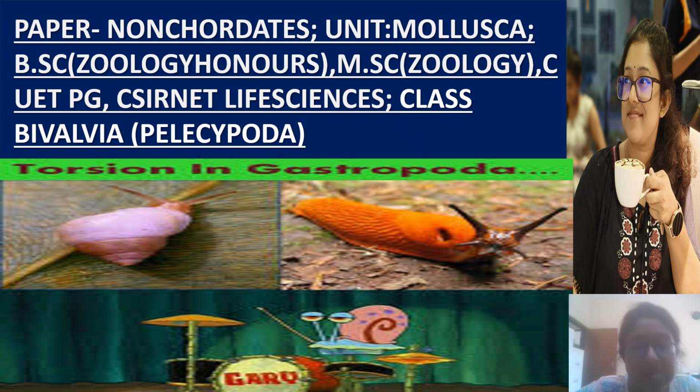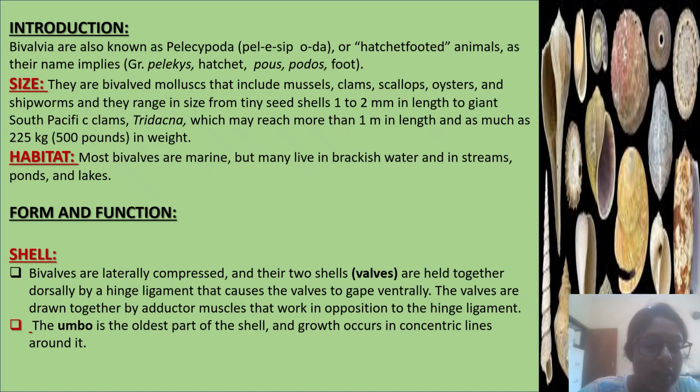Paper Non-Chordata, Unit Mollusca, and the topic is Class Bivalvia. Introduction. Bivalvia are also known as Pelecypoda or hatchet-foot animals, as their name implies. Their size: they are bivalve mollusks that include mussels, clams, scallops, oysters, and shipworms, and they range in size from teeny seed shells 1 to 2 millimeters in length to giant South Pacific clams.